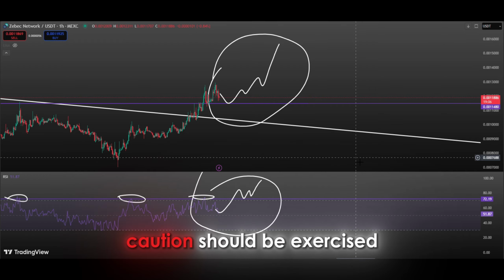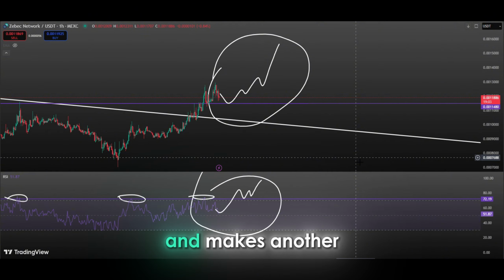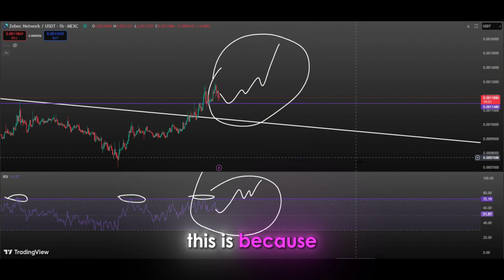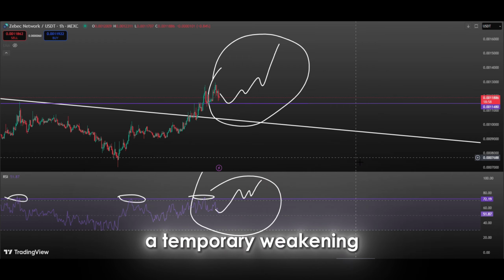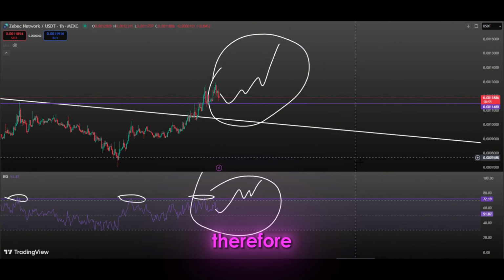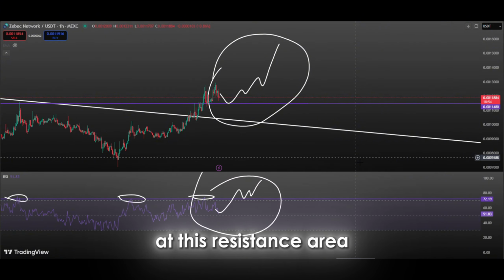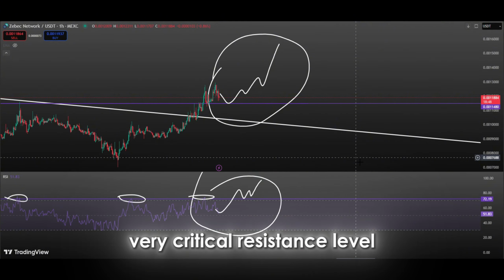However, caution should be exercised if the RSI fails to break this resistance line and makes another downward move. This is because an unsuccessful resistance attempt on the RSI could lead to a temporary weakening in the market and a short-term correction in the price. Therefore, both the movements of the RSI at this resistance area and its correlation with the price should be monitored very closely. In conclusion, the RSI indicator currently has a very critical resistance level.